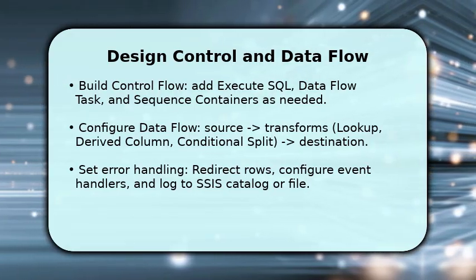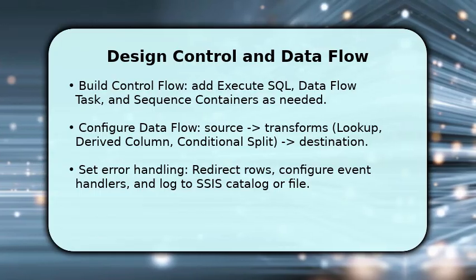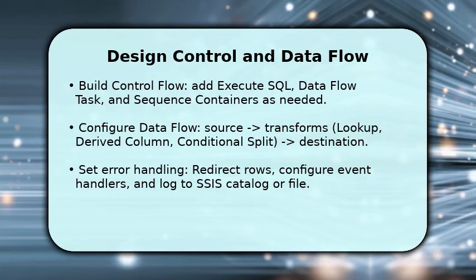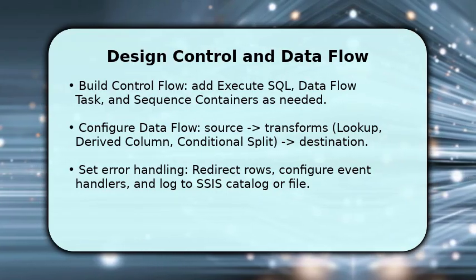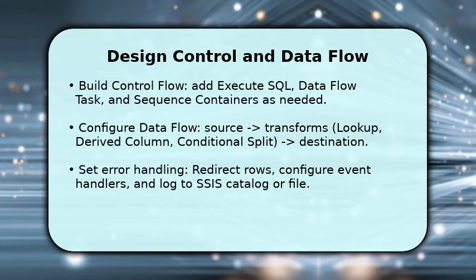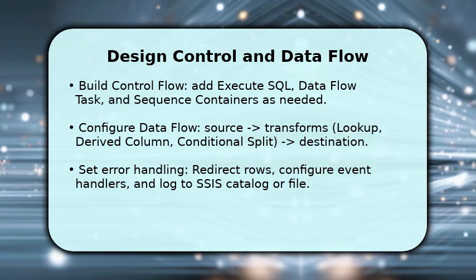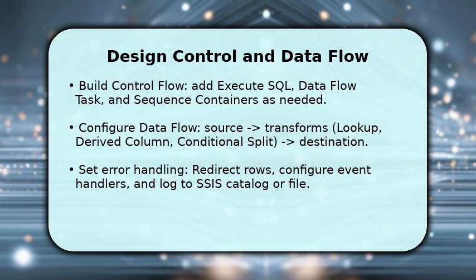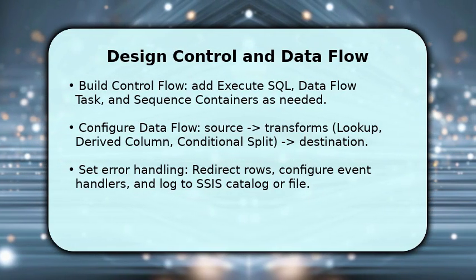Inside the data flow, link the source component to transforms: use Lookup for lookups, Derived Column for computed fields, and Conditional Split to route bad data. Finally, connect to the destination. Also set row-level error handling to redirect rows. Configure OnError event handlers, and enable logging to the SSIS catalog so you can diagnose problems later.